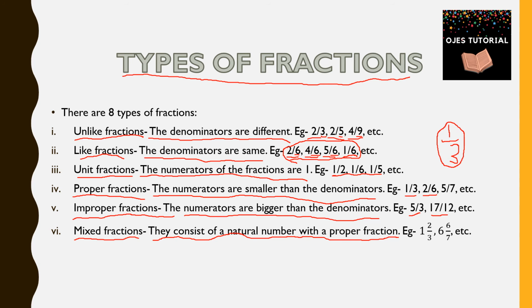So for example 1 and 2 upon 3. That means here 1 is the natural number and 2 upon 3 is the proper fraction. So this whole is a mixed fraction. And here, 6 upon 7. So here 6 is a natural number and 6 upon 7 is a proper fraction.